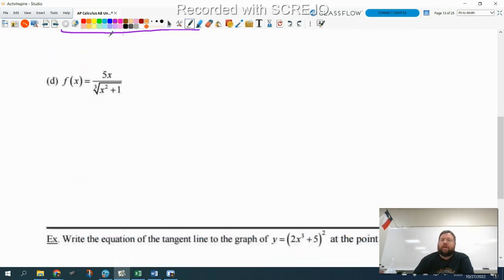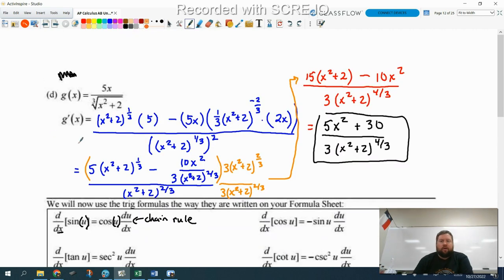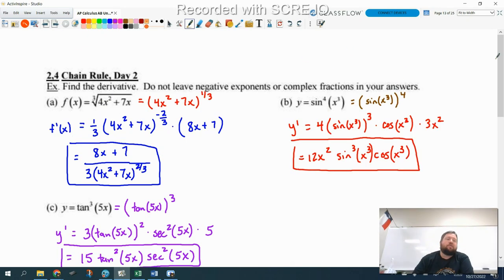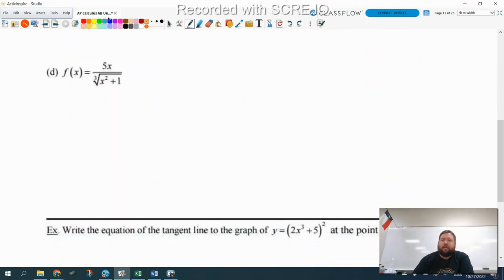All right, last one here is pretty similar to what we did here on our day 1 notes. It's actually almost the exact same problem. The only difference is that one has a +1 instead of a +2. So if you want the quotient rule version of this, go watch this video, and you'll see how we did that. So I'm going to do this one a little differently, just so we have 2 different methods here.